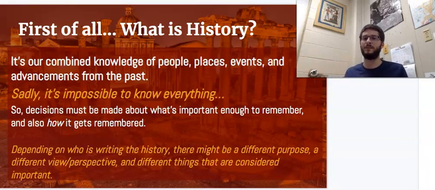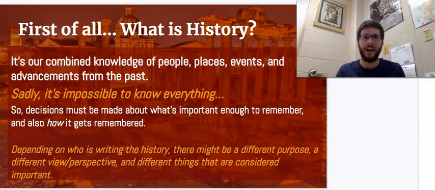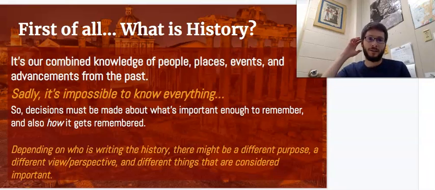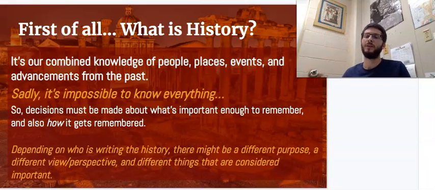History is basically our combined knowledge of all people, places, events, and advancements that took place in the past. Doesn't really matter how long ago that was. The past was tens of thousands of years ago. The past was yesterday. And the past was everywhere in between. Okay? Obviously, it's impossible to know everything, it's impossible to learn everything, and therefore it's impossible to teach everything. So we do have to pick and choose, right?